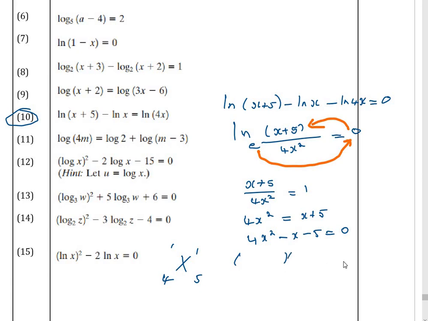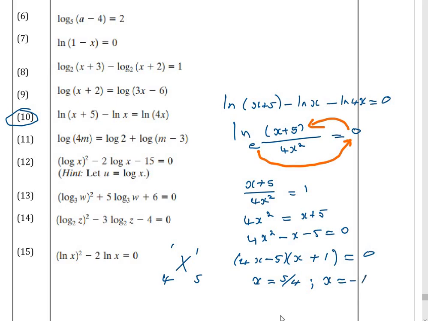Okay, so we can put in the factors here. It's not difficult at all. So it's going to be 4x and x. And it's going to be 5 and 1. And I must have minus 5 and plus 4, so that I can have minus 1. So x is going to be 5 over 4, or x can be negative 1.